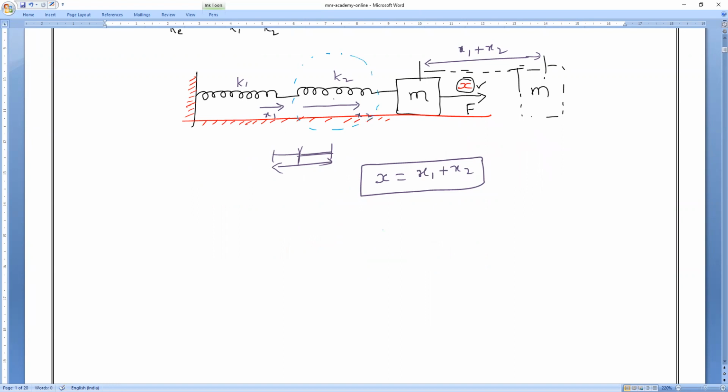Now, if I consider this as the one system, all of you observe very carefully. Can you tell me what force is equal to? Force is equal to mass into acceleration. So force is equal to what here? The force applied here. What is the force? Mass into acceleration.